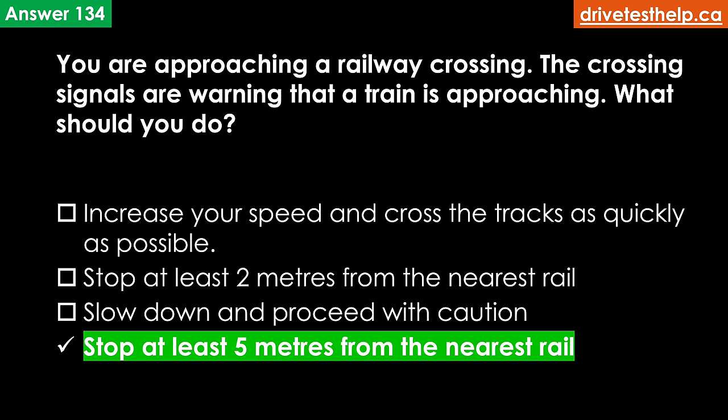When approaching a railway crossing at which the crossing signals are warning of an approaching train, you must stop at least 5 meters or 15 feet from the nearest rail. Before proceeding across the tracks, wait until the signal lights stop flashing and the crossing gates, if any, have risen. Never try to race a train to a railway crossing. A train cannot yield the right of way to you.